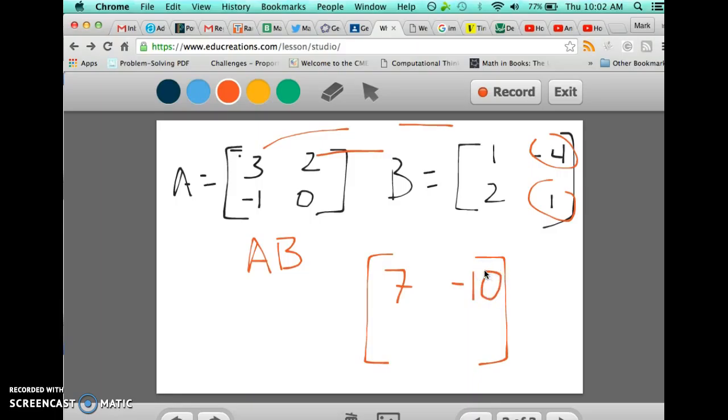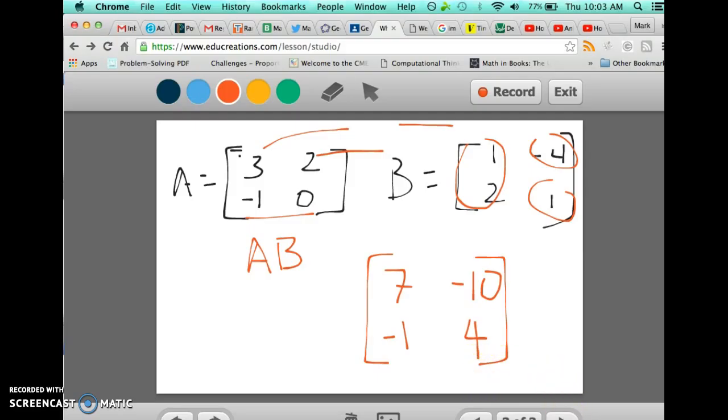Same thing now with negative 1 and 0. First over here, negative 1 and 1 is negative 1, and 2 and 0 is 0. Negative 1 plus 0 is negative 1. Last row, last column. Negative 1 with negative 4 is 4. Plus the second thing has a 0 in it, so 4 plus 0 is 4. I did some of that in my head, but I hope you got the basic idea.